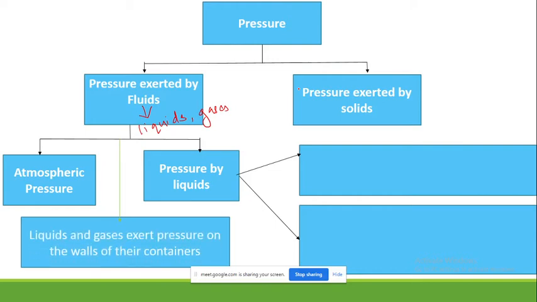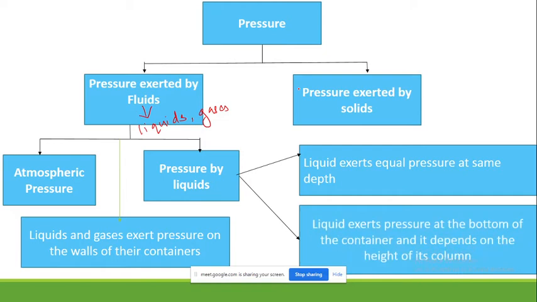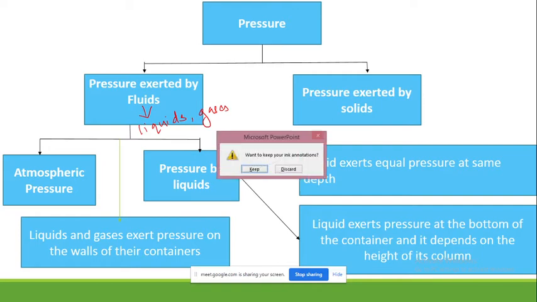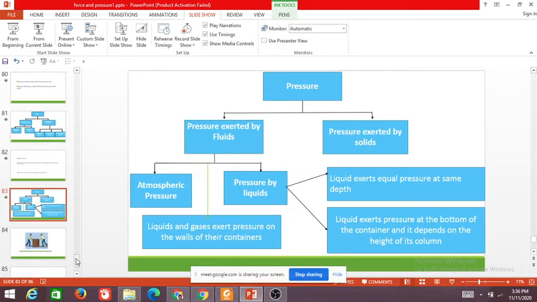Then we saw that liquids and gases exert pressure on the walls of their containers, and liquids exert equal pressure at the same depth. Also we have seen that a liquid exerts pressure at the bottom of the container, and it depends on the height of the column. So I'll just go back to that so that you will remember. Okay, I think you are not. Okay, I'll just show you.